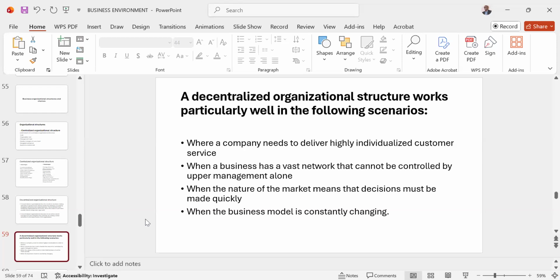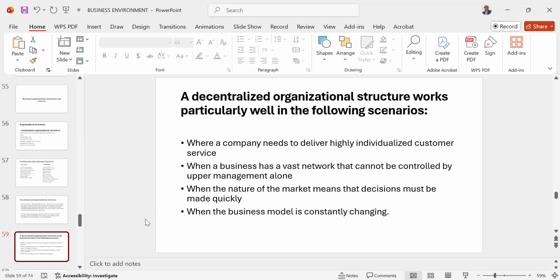Another scenario is when a business has a vast network that cannot be controlled by upper management alone. An example are all these consulting firms that have different employees all over the world. And they can't wait for when you say, oh, make decision in US and then send it to South Africa. Make decision in US and send to Nigeria. No, they already have different companies, the same name, but stationed in that country. And those ones make decision and then they give report to the headquarters.